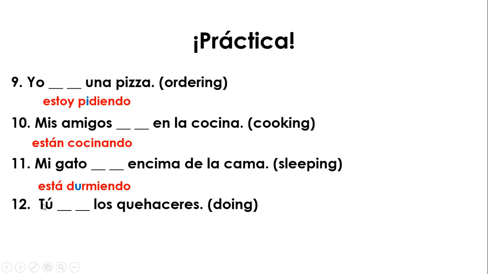And then our very last one, since we got tú with an accent mark, we need to use the tú form of estar right here. Our verb to do is hacer. So this one's going to be estás haciendo.